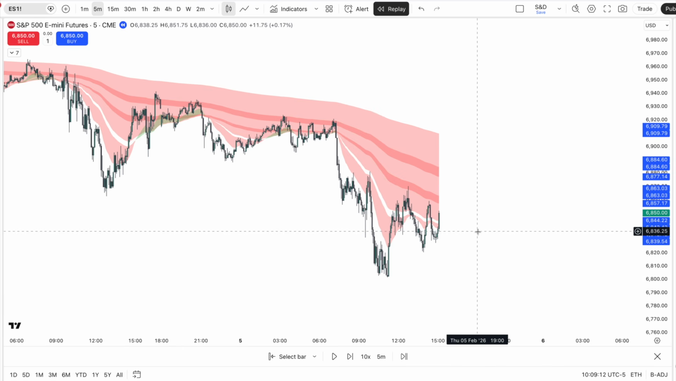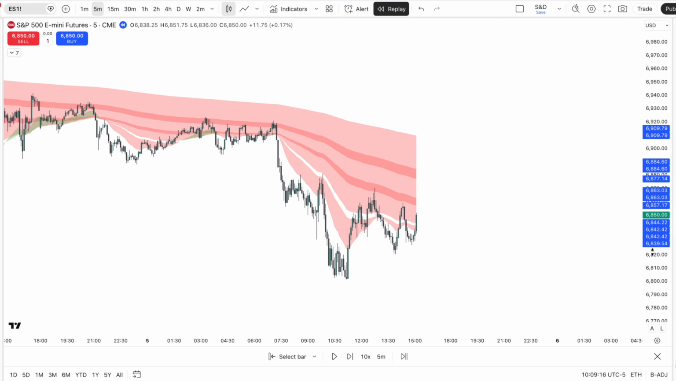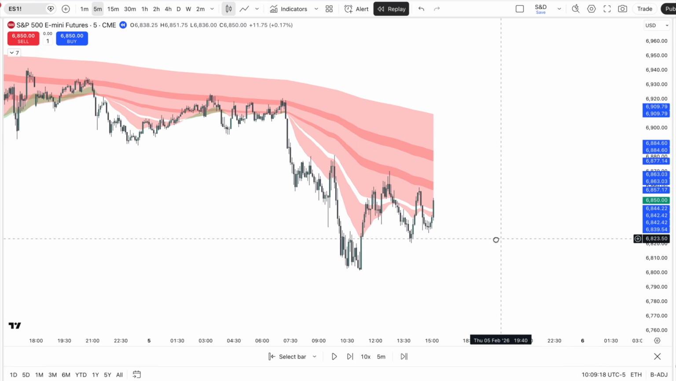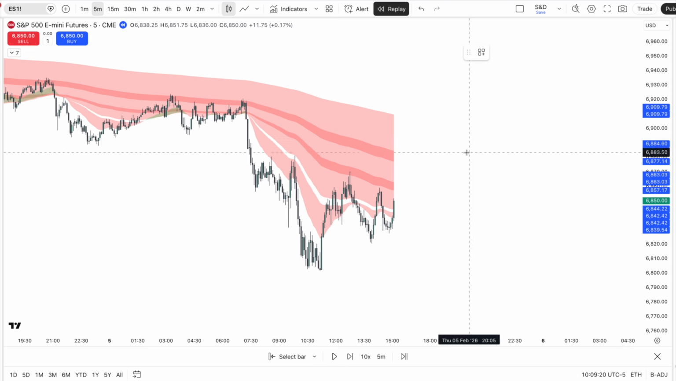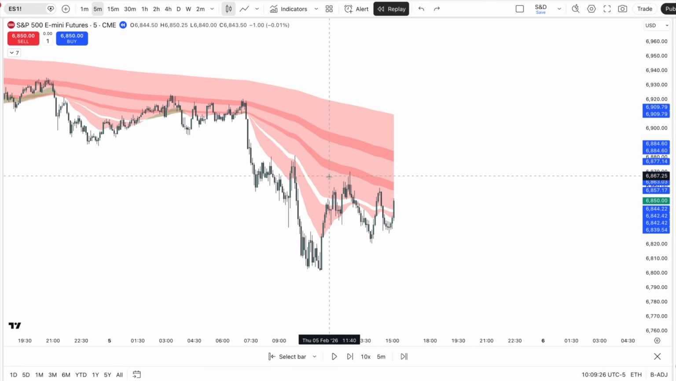Now let's see how we'd actually trade it in the real market. Take a look at this. Just by first glance, what do you see here? Well, we see very clearly that the entire ribbon is bearish. All clouds are sloping down heavily, and we have a massive blanket of resistance.